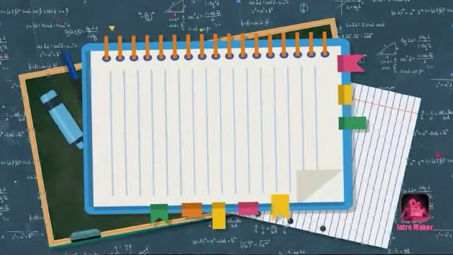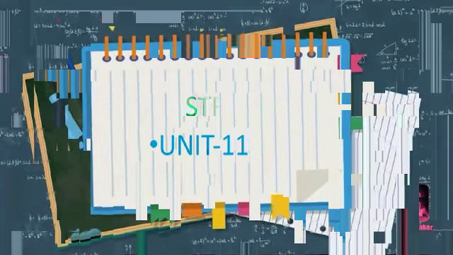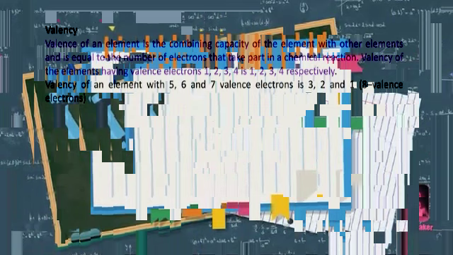Ninth chemistry, atomic structure, unit 11, part 3. Now we are going to discuss valency electrons. What is meant by valency electrons? Before going to the topic, we should know about the introduction.